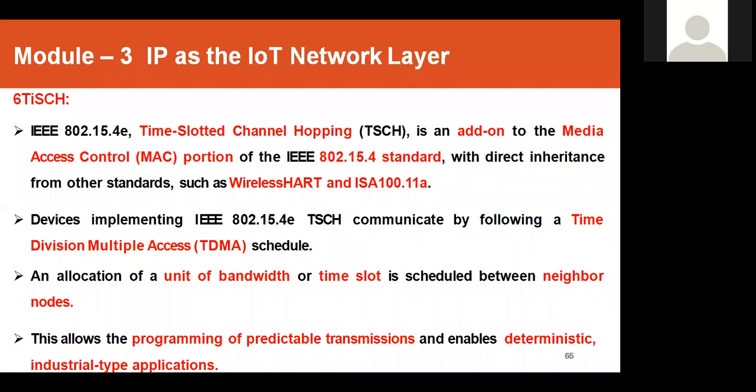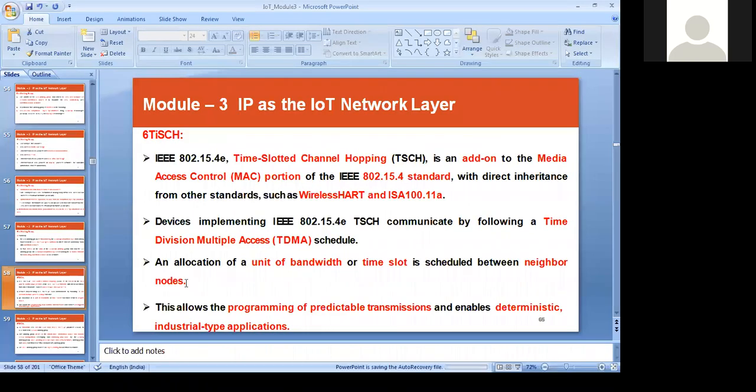that is time slotted channel hopping, is used at the MAC layer in the IEEE standard called 802.15.4 with a direct inheritance from the other standards. I think it is used in other categories also. So we have only 10 minutes left. We'll complete whatever we can cover. Don't worry.